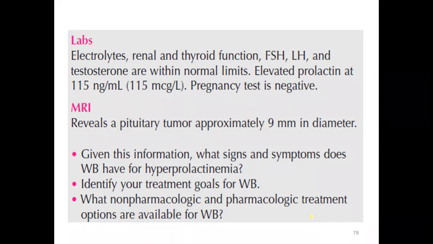They are within normal limits. The only one which is elevated is prolactin. Okay, good. So it's only the prolactin and she's not pregnant. MRI shows a pituitary gland, approximately 9 millimeters in diameter. So that can be the cause, I think.